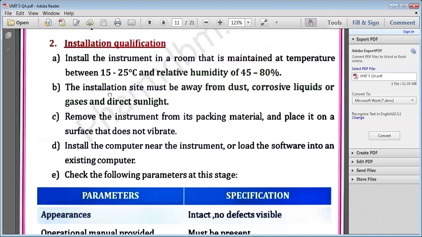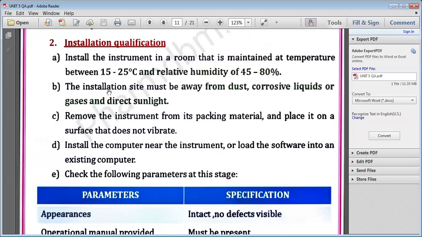And the second one is installation qualification. Install the instrument in a room that is maintained at a temperature between 15 to 25 degrees centigrade, because temperature maintenance is very important in order to maintain the life of the instrument. So we have to maintain an appropriate temperature, that is 15 to 25 degrees centigrade for the UV visible spectrophotometer, and a relative humidity of 45 to 80%.